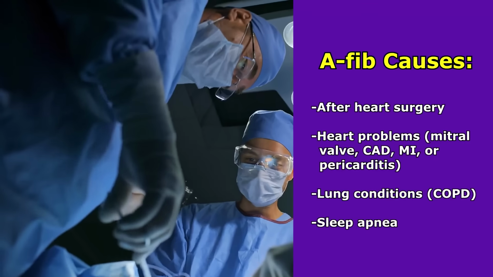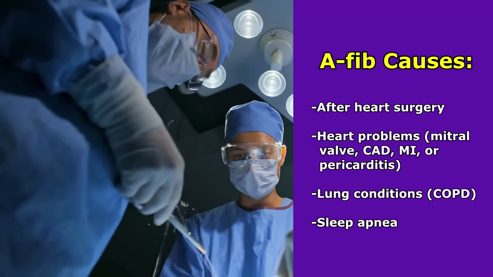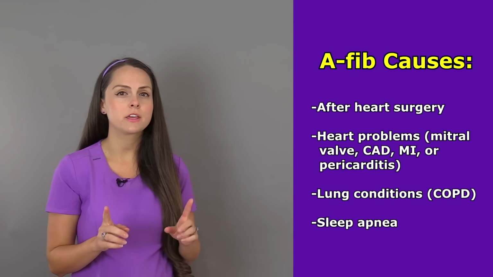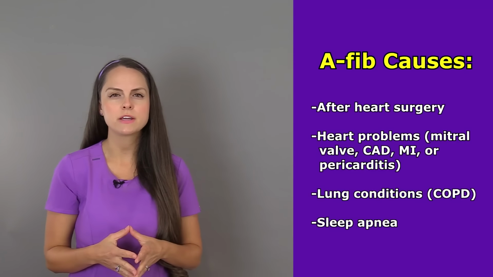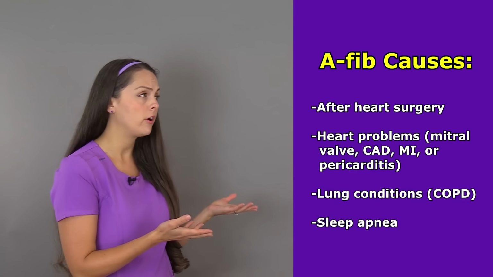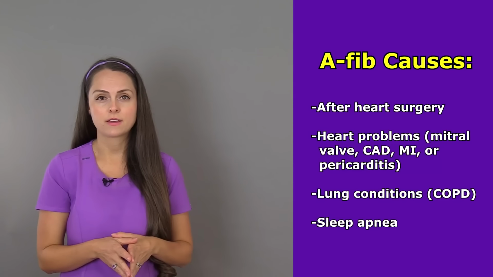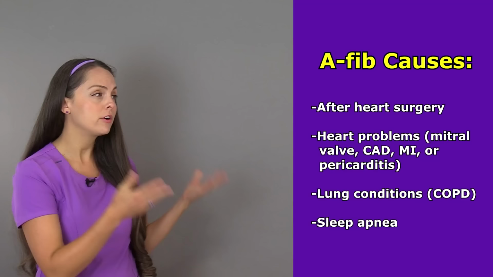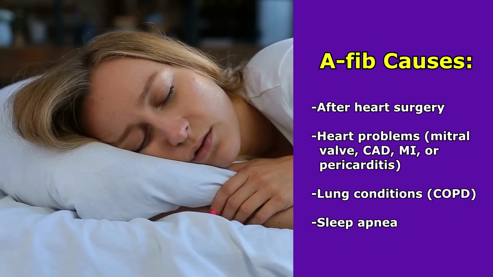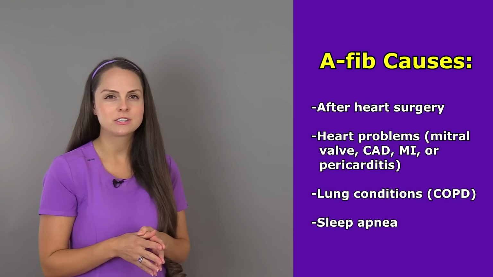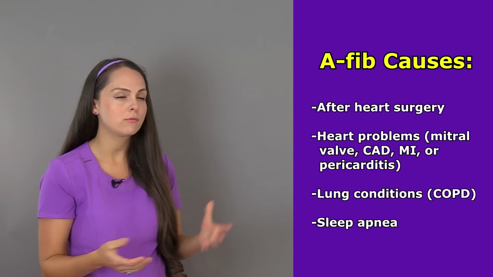Now, what are the causes of AFib? Well, it can happen after heart surgery. A lot of times after a person has some procedure on their heart, it can cause them to enter this rhythm. Or they have some significant heart problem, like they have a valve problem, especially problems with the mitral valve, or they have coronary artery disease, they've had a heart attack, or pericarditis. Plus, lung conditions can affect this, especially like COPD. And further studies have shown that patients who have sleep apnea are at risk for developing atrial fibrillation. So we definitely want to make sure we're screening patients for sleep apnea because they may be at risk for this abnormal heart rhythm. So what's the treatment for AFib?